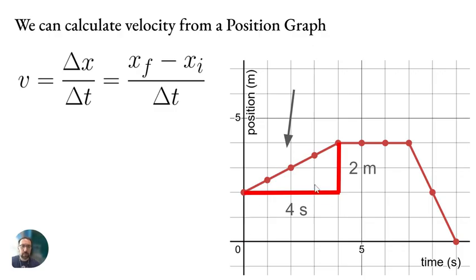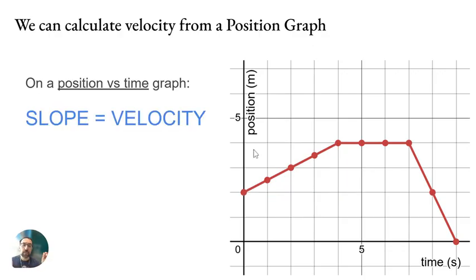We started at time 0. That segment is over at time 4. And this looks an awful lot like rise over run if you've ever seen slope before. And in fact, it is. So when we look at the slope on a position versus time graph, that slope is the velocity of that object.